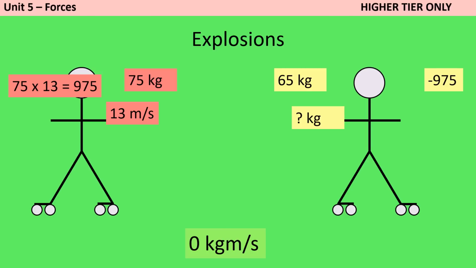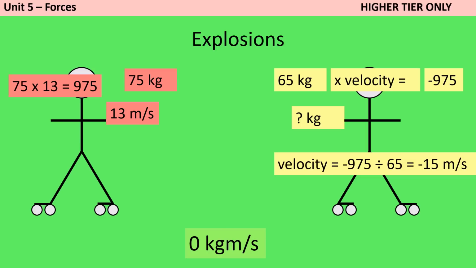Then if I solve my momentum equation for the new mass of the right-hand person, I can see that we're going to have 65 multiplied by velocity must add up to be this amount of momentum, and therefore the velocity is going to be minus 15 meters per second. And really that makes sense. They're slightly lighter, so they're going to travel slightly faster, but we're still in a similar ballpark.